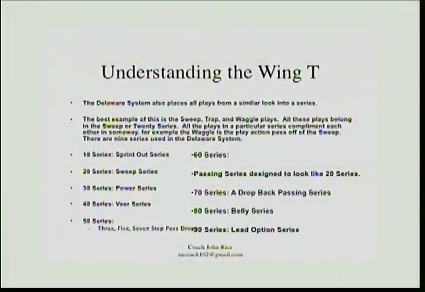To understand the wing tee, it began with the Delaware wing tee system, and it's designed to have the same look on offense and the same initial motion with a series of plays. The best example of that is the sweep, trap, and waggle plays. All 3 plays belong to the sweep or 20 series, as it originally was identified and called. All the plays in a particular series complement each other in some way. For example, the waggle is a play action pass off the sweep.